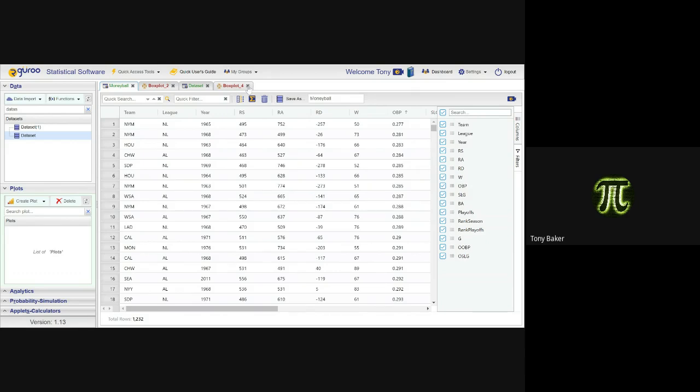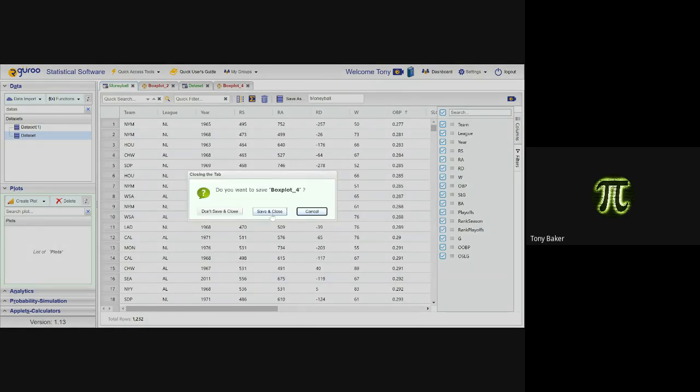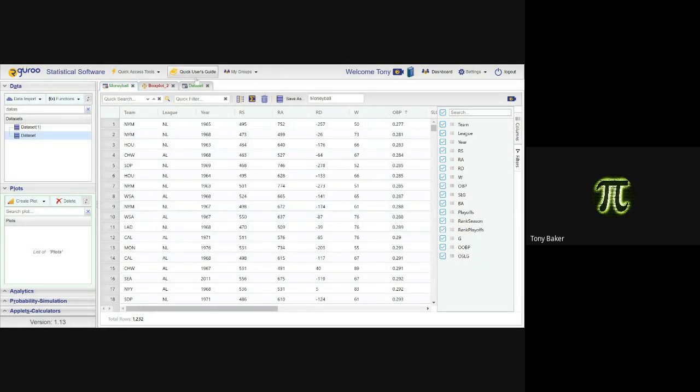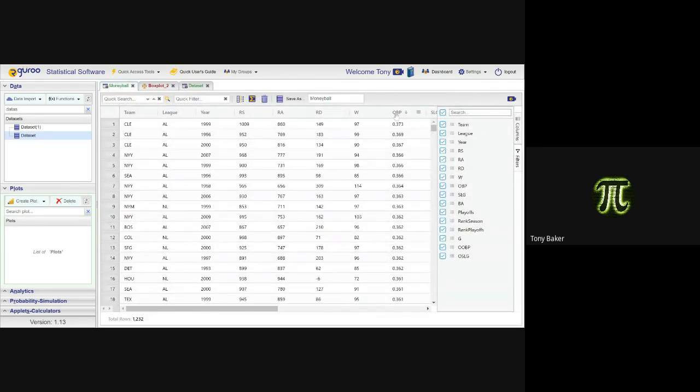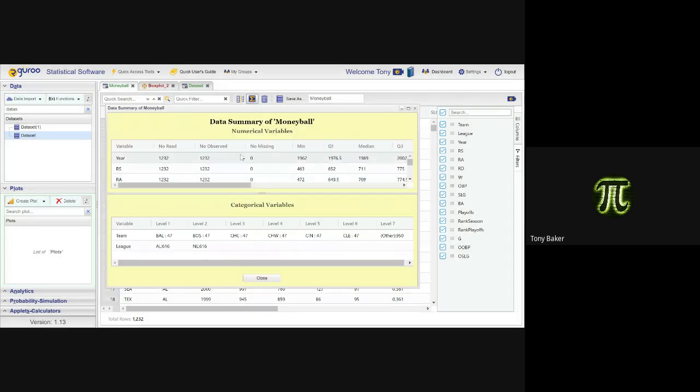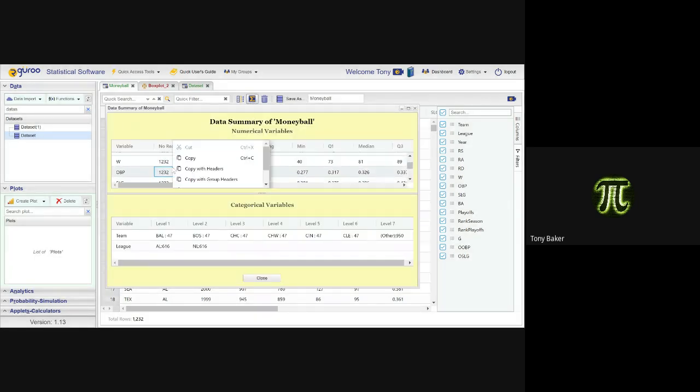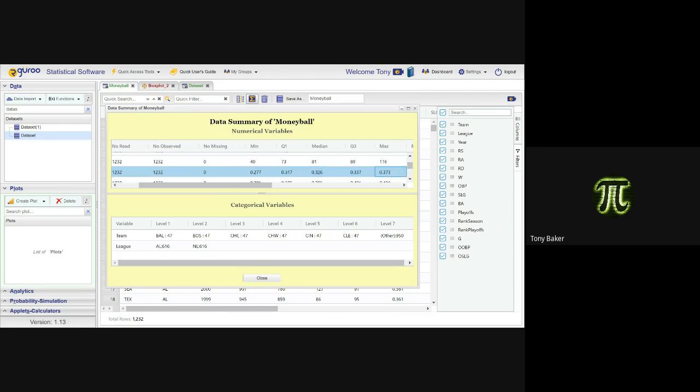If we wanted to get the 5-number summary for this, we can easily click that. Save. I always forget to hit save before I hit that. And we scroll down to on base percentage, and we can see our min, our Q1, our median, and our max. So they're right there.